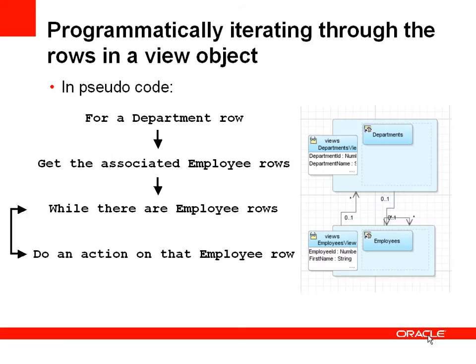So in pseudocode, what we're going to do here is write some code which will, for a specific department row, get the associated employee rows, so all the employees for that department, and then we'll iterate round those rows. And while there is a row, it will do an action on that row. And in the demonstration, we're going to show giving each employee in the department a pay rise.